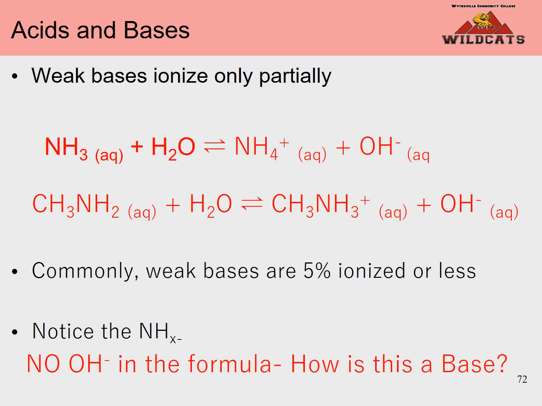Weak bases only ionize partially. Classic weak base is ammonia, NH3. And only 5%, that CH3NH3 is methylamine. Notice that NHX, that's common between both of those. Okay, whether it's an NH3, NH4, NH2, we know we're talking about amine groups. The NHX is related to a weak base. Okay. The reason that these are bases is notice they vicariously produce OH in the equation.